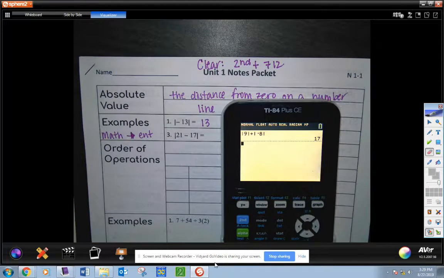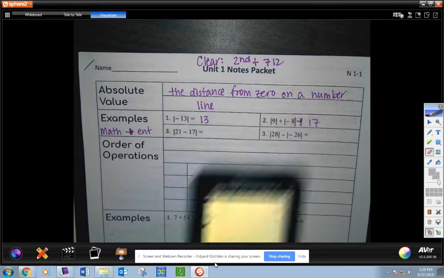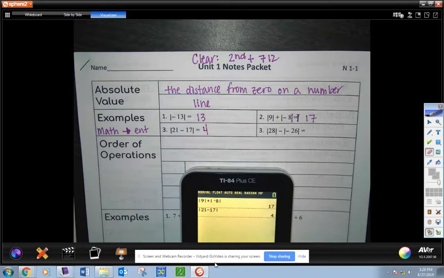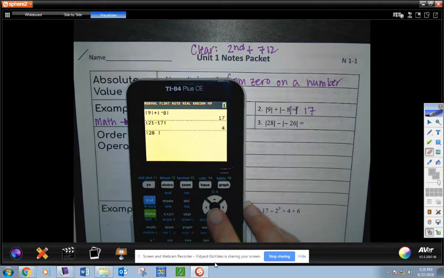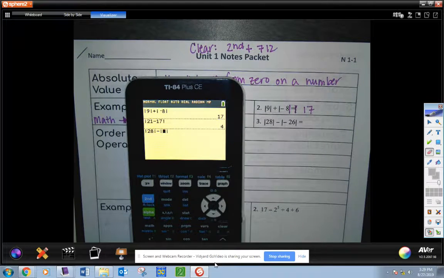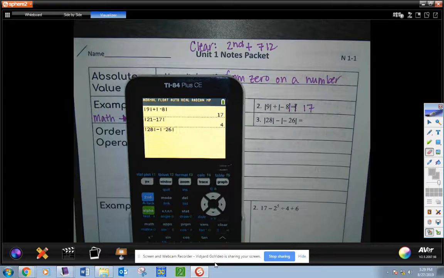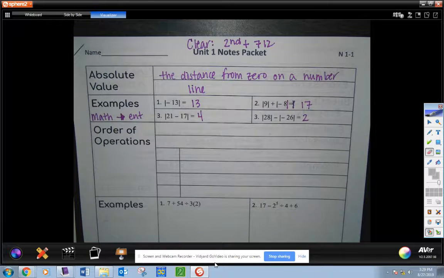Now I'm going to do my next problem: math over enter, 21 minus 17, all inside the bars, which gives me 4. For my last problem, math over enter, 28, minus goes in between, math over enter, -26. Then I move out and hit enter, and my answer is 2. So that shows you how you can do it in the calculator, which you are allowed to use today. If you're absent, you may just need to come in to use the calculator.